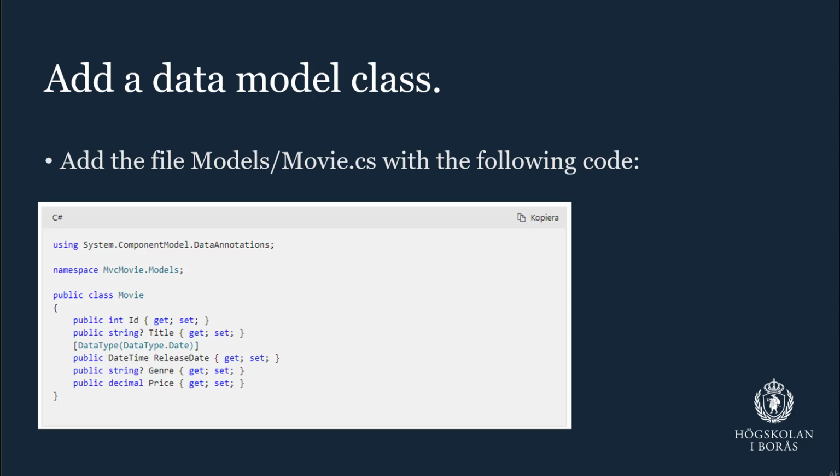Then we have a ReleaseDate property, which uses data annotations in order to specify more specifically what kind of data type it is for the database. And this type is a data type of date. And then we have some other properties in our model here as well for our movie objects. We have a public string Genre, and we have a public decimal Price as well.